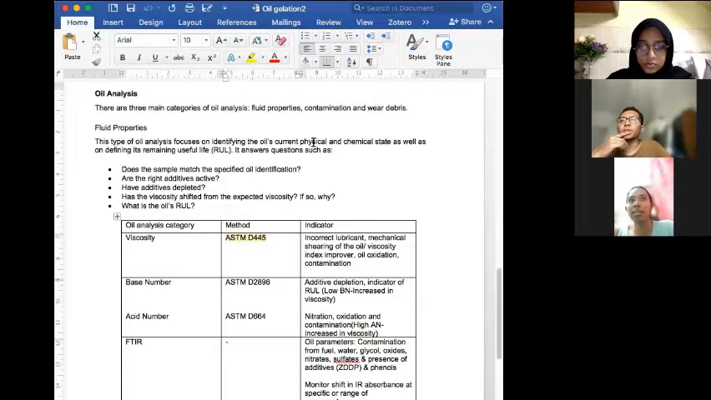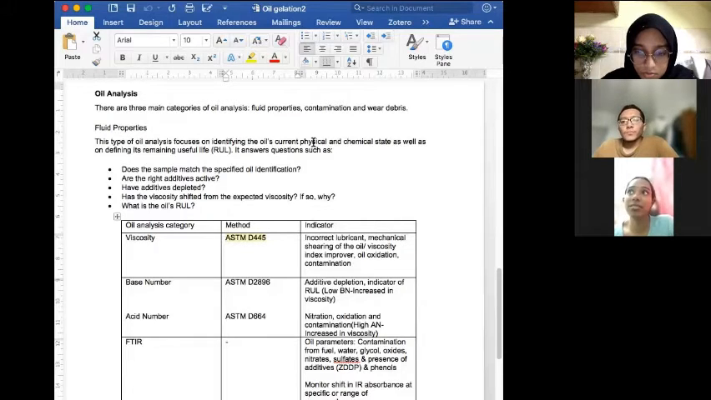From there we will have some idea. So we need to do some base number test and acid number test. With the base number test, we will know the depletion in the additive. In the oil we have additive, right? If the base number is low, then it will show us whether it's due to the low concentration of the additive. If it's the acid number, then you can get an idea whether there is any contamination, all that. Then we will do the FTIR.